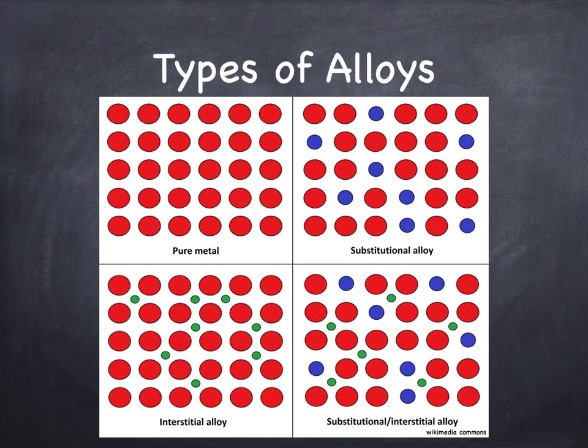So there's your pure metal, your substitutional alloy, and then you can have what are called interstitial alloys, where a metal cation would be inserted in between the structures. And then, of course, we can do substitutional and interstitial alloys combined. Again, all of these are slight manipulations to generate different properties of the metals.